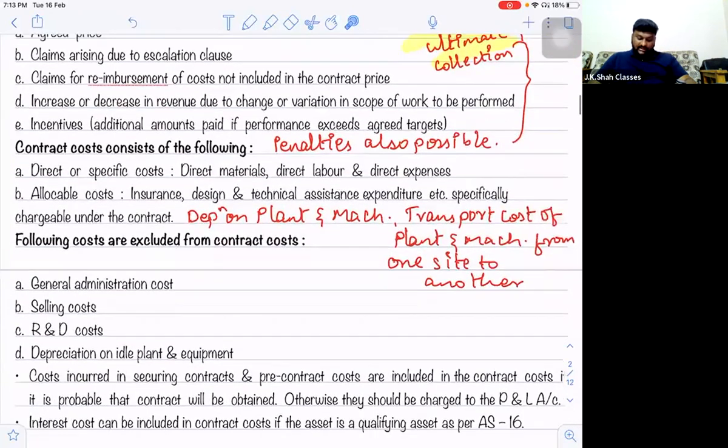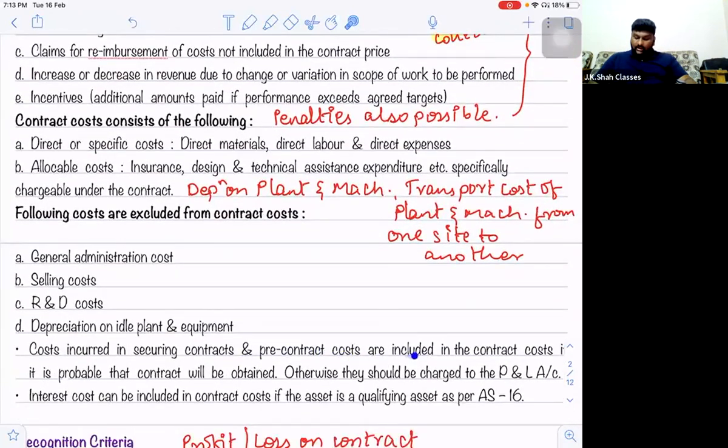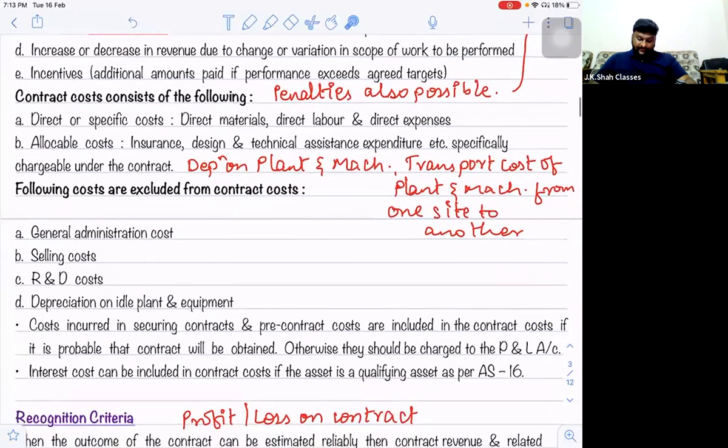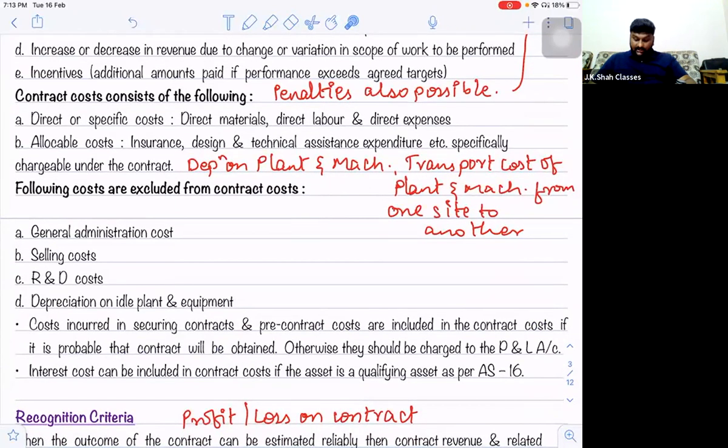Then, costs incurred in securing contracts and pre-contract costs are included in the contract cost if it is probable that the contract will be obtained. Otherwise, they will be charged to P&L account.